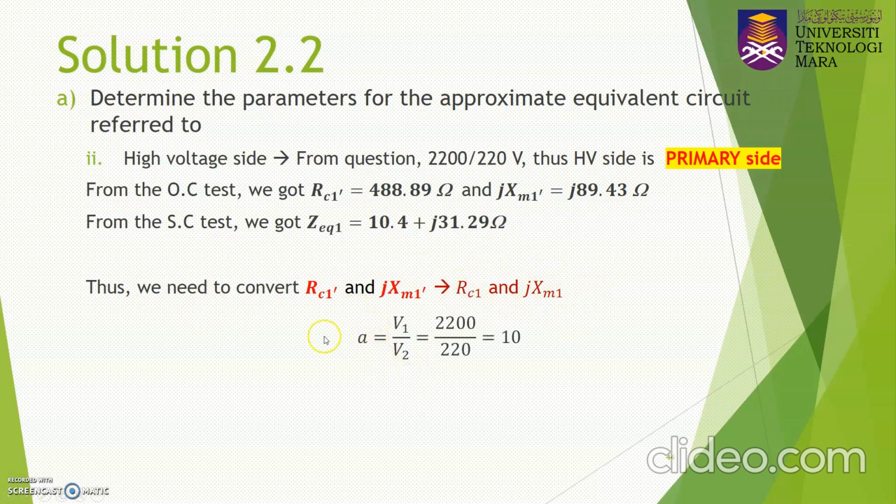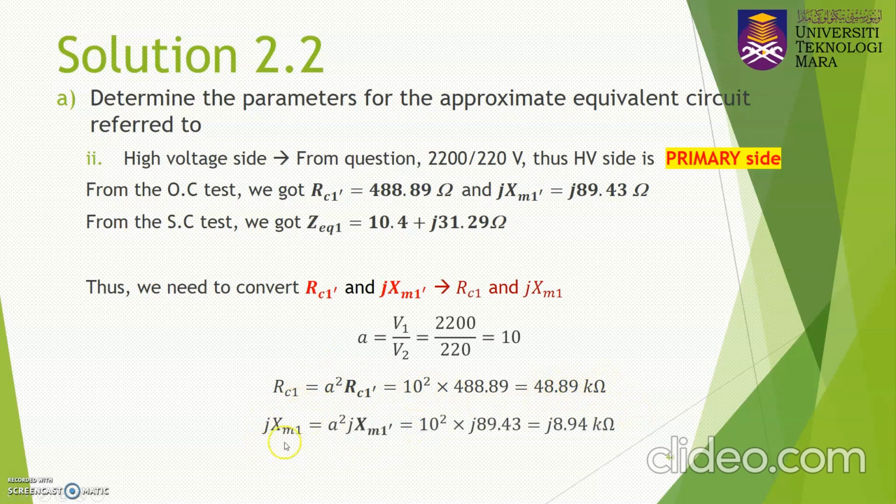In this case, we need to find the value of A. Again, A is equal to 10. Just key in into the formula. You know RC1 will be equal to A squared RC1 prime. Just key in the value, you get RC1 is equal to 48.89 kilo ohm. And for XM1, it is equal to 8.94 kilo ohm. This is based on the impedance transfer formula. Once you have converted all the values of RC1, XM1 and Z equivalent to the primary side, then only you can draw the equivalent circuit.